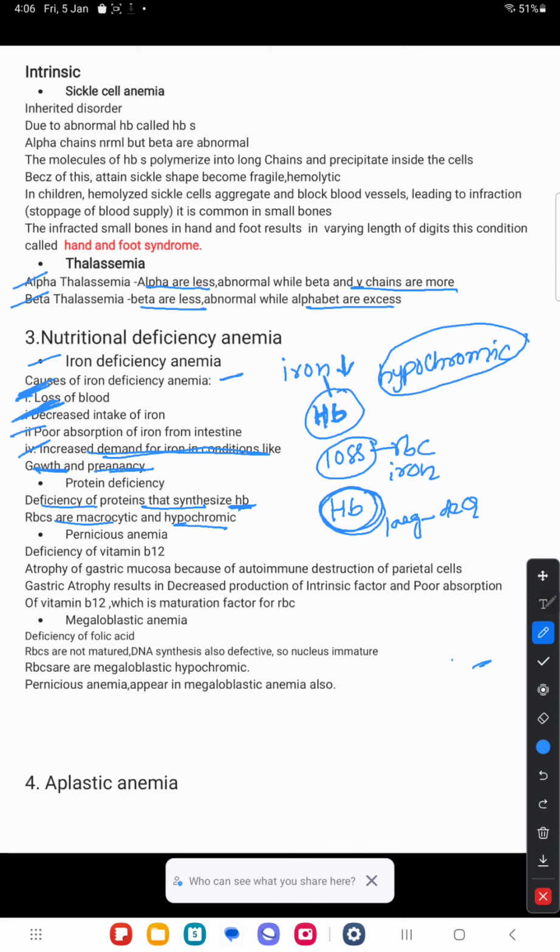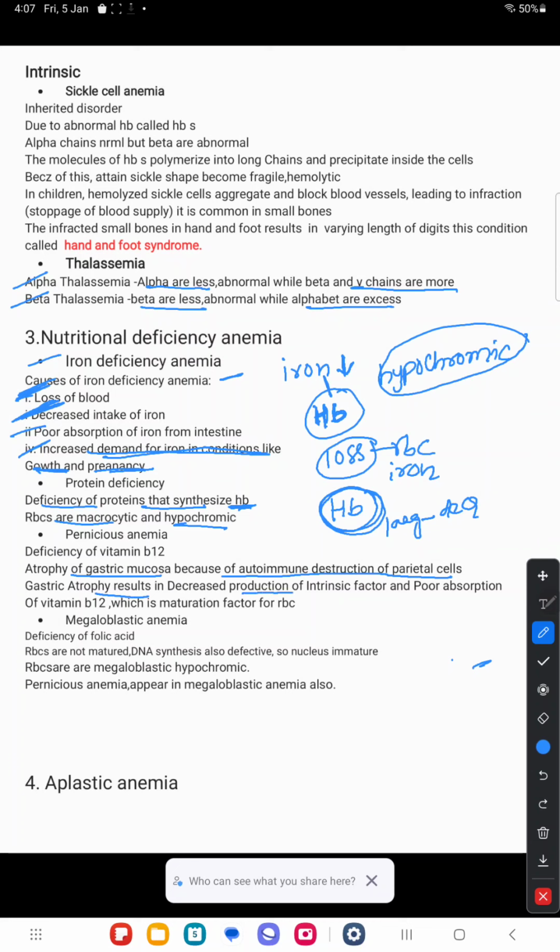Next, pernicious anemia. Pernicious anemia is caused due to the deficiency of vitamin B12. Vitamin B12 absorption occurs mostly in the intestine. The stomach releases a factor called intrinsic factor, which is required for the absorption of vitamin B12. When there is decreased production of intrinsic factor, we can see pernicious anemia, or due to gastric mucosa atrophy. When the mucosa becomes atrophic, there will be decreased absorption of vitamin B12, so there will be pernicious anemia. See, deficiency of vitamin B12, atrophy of gastric mucosa because of autoimmune destruction of parietal cells.